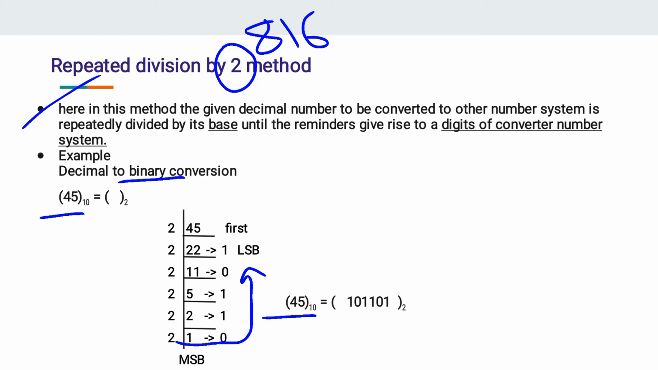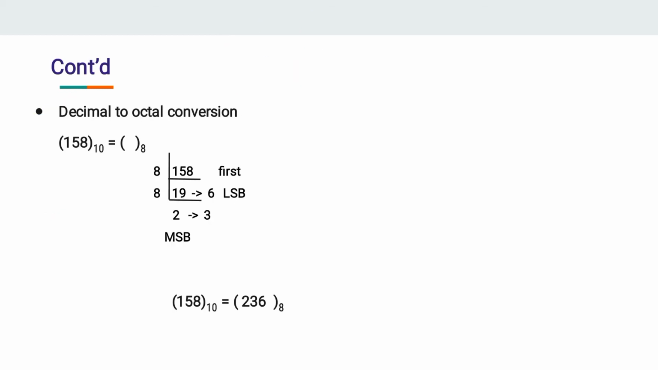So next we take the decimal to octal conversion. What do we have to divide by here? Divide the decimal number by the base it is converted to, that is 8. The question is in decimal, you have to convert to octal, right? So for whichever base you are converting, you have to use that base.